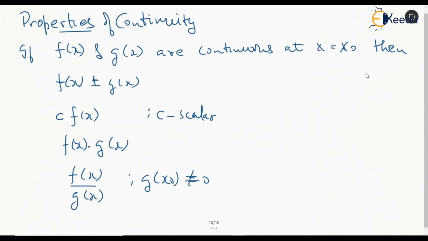these are all continuous at x is equal to x naught, right? So whether it is a sum or difference, or a scalar multiplication, or the product of two functions, or division with the condition that the lower one is not 0 at x equal to x naught, then we can say these combinations are continuous at that point x is equal to x naught.